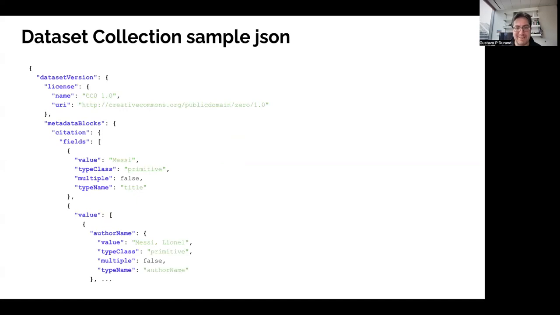Here's an example of, shouldn't say collection, it should just say dataset sample JSON. And you can see it's cut off at the end because the file is longer than a simple page, but it gives you an idea of what it would look like. You're passing information about the author in this case, and the title.